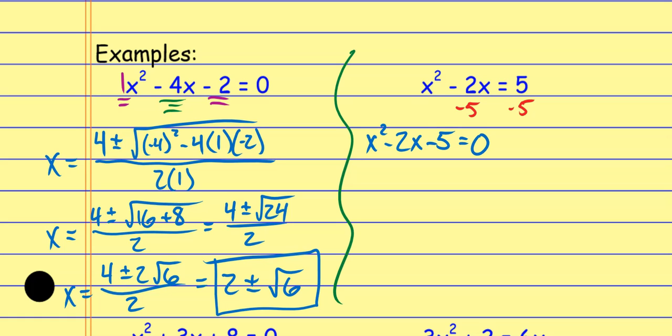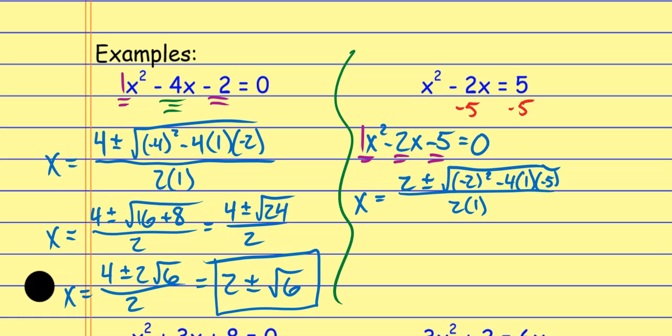Now I have it in that format, I can see a, b, and c. Remember, my a value is right here, so a is a 1, b is a -2, c is a -5. So here we go, opposite of b. The b value is a -2, so the opposite of that is a +2 plus or minus the square root of b squared minus 4 times a times c all over 2 times a.